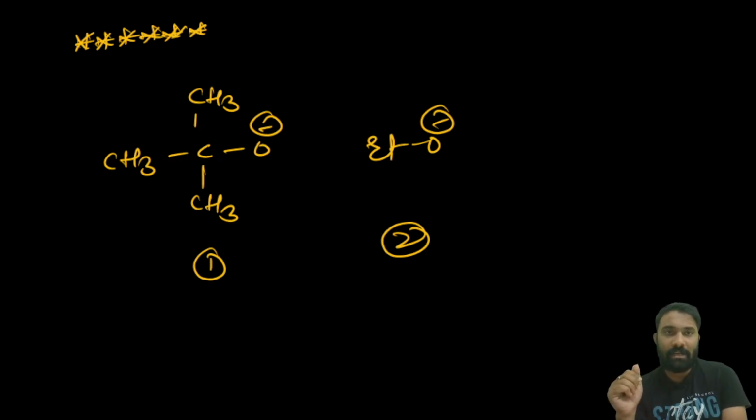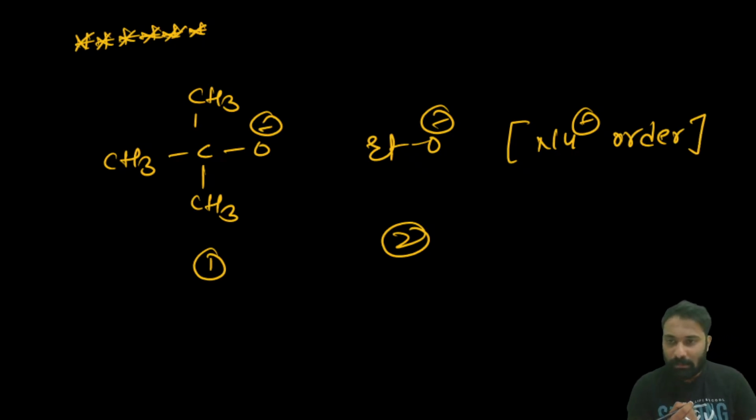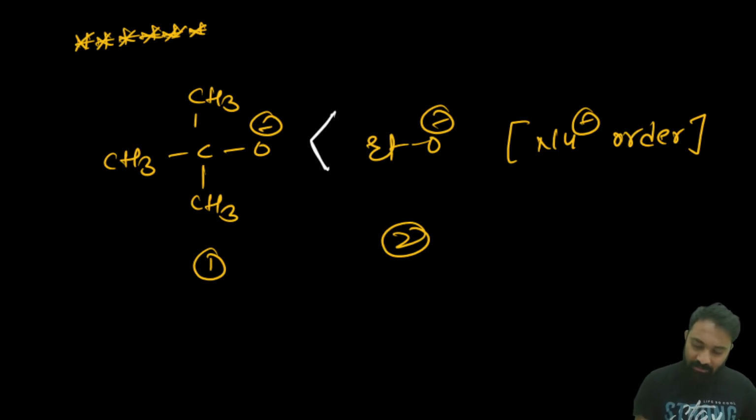Which one is a strong nucleophile? Nucleophilicity order. Here the nucleophilicity order will be: ethoxide is higher than tertiary butoxide.